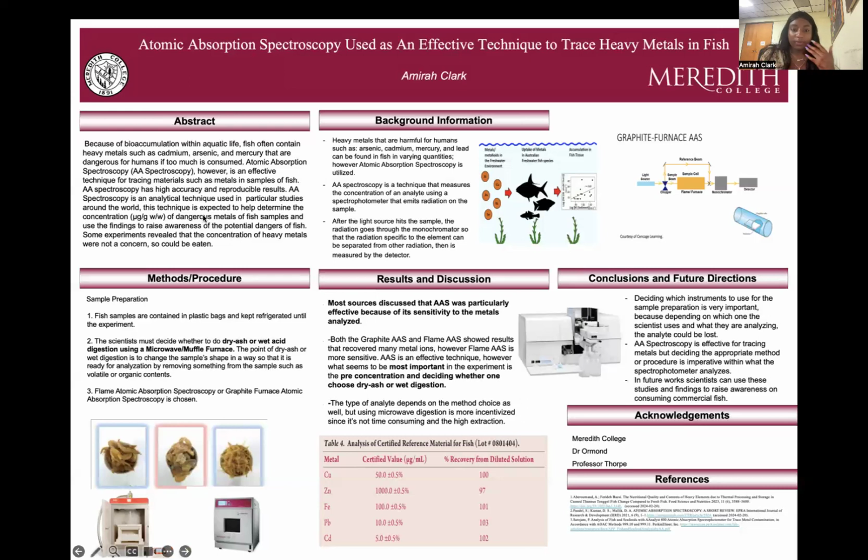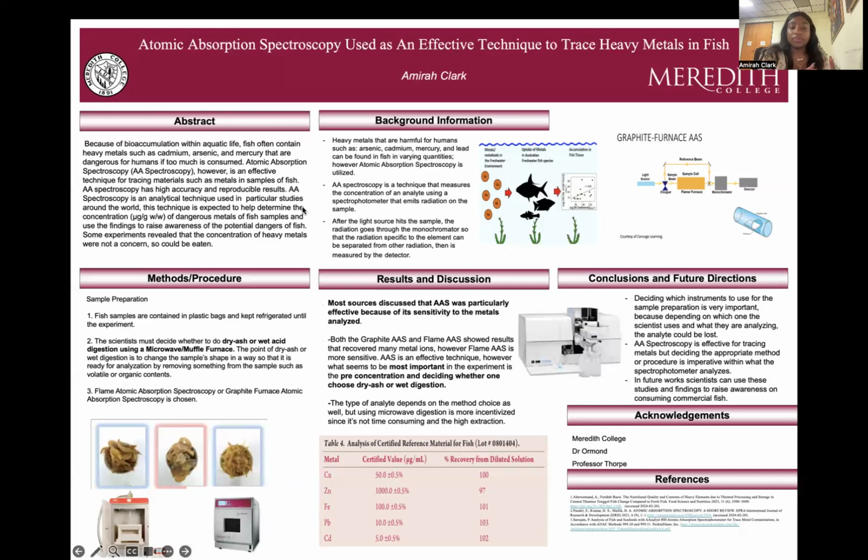And AA spectroscopy is a technique that measures the concentration of any analyte using a spectrophotometer, and this is one of the spectrophotometers. They're using a light source that emits radiation onto the sample. After the light source hits the sample, the radiation goes through the monochromator so that the radiation specific to the element can be separated from the radiation. And then it's measured by the detector here.